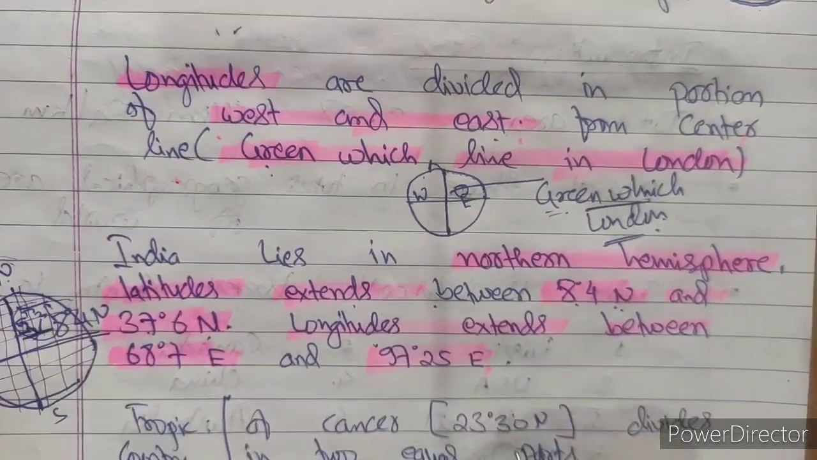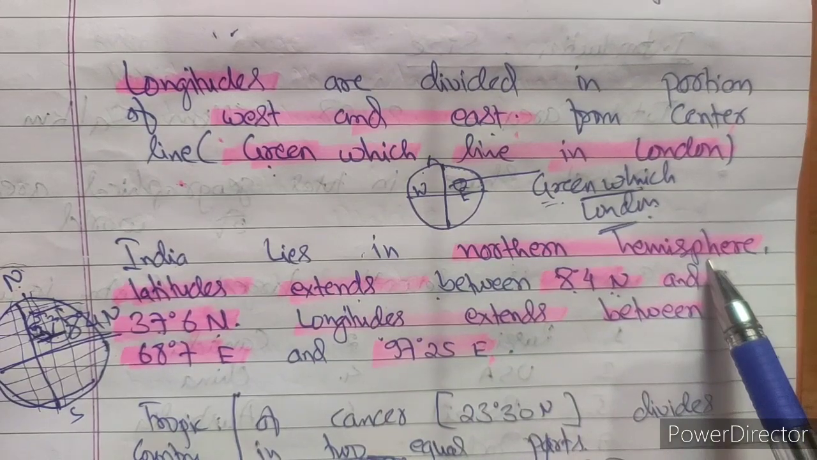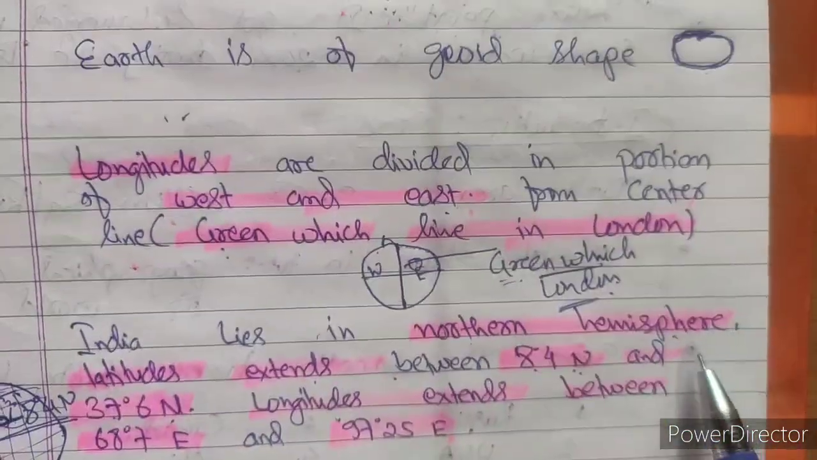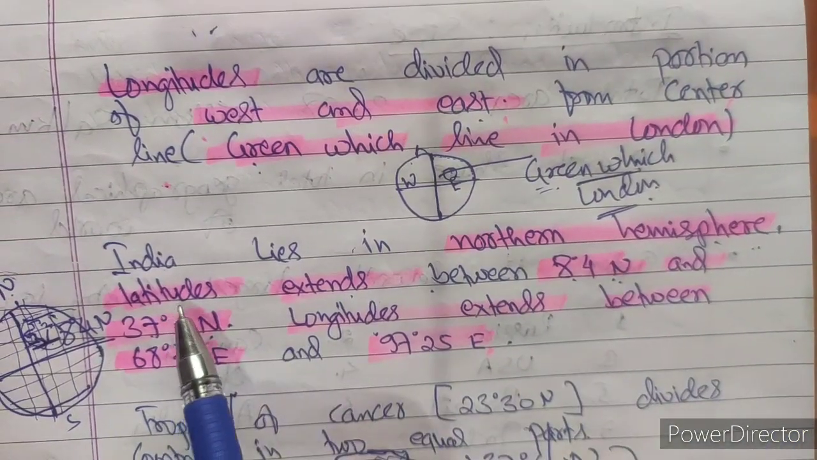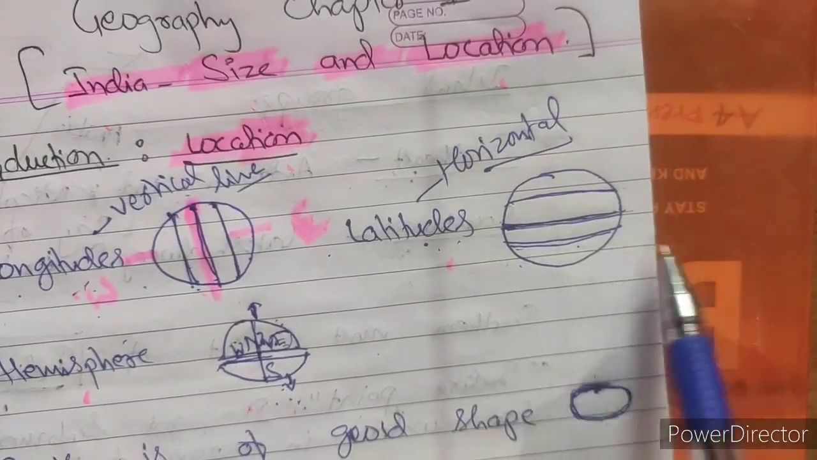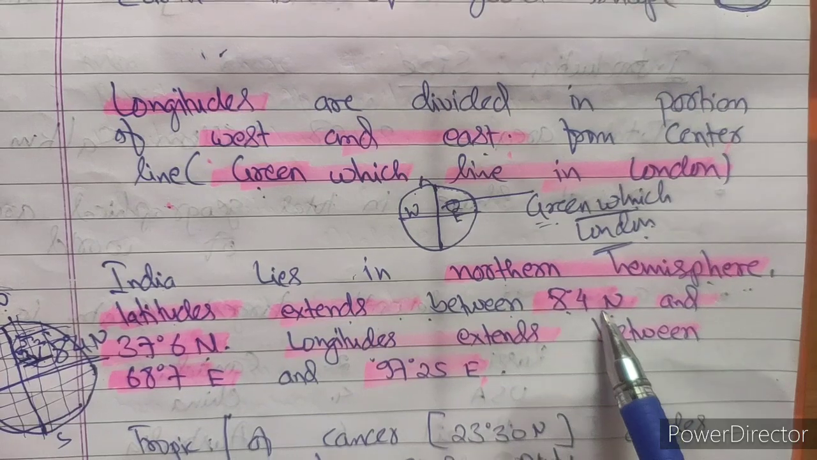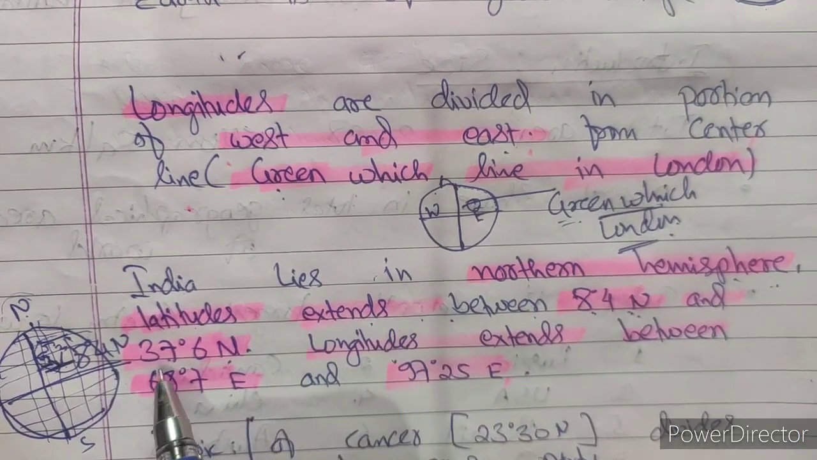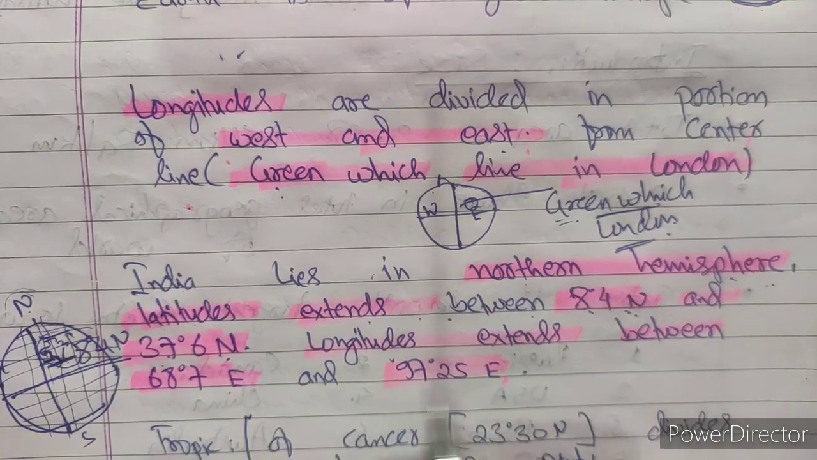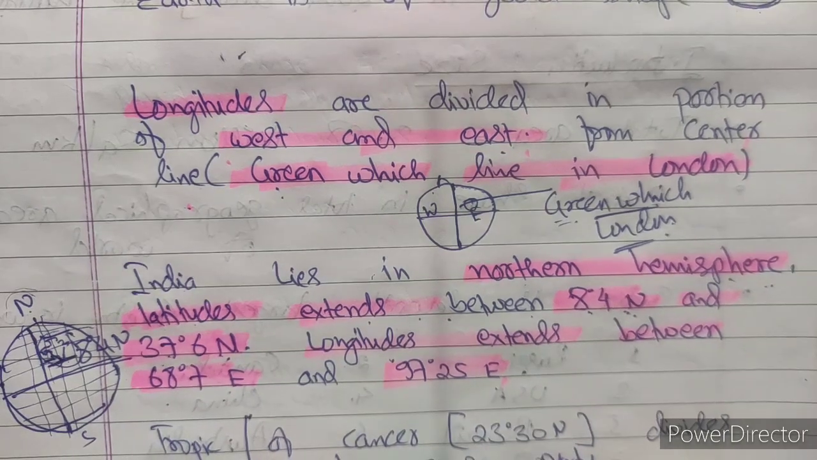Then let us see the exact location of India. India lies in the northern hemisphere, as I told you. Latitude, meaning this horizontal line, extends between 8 degrees 4 minutes north and 37 degrees 6 minutes north. Longitude extends between 68 degrees 7 minutes east and 97 degrees 25 minutes east.